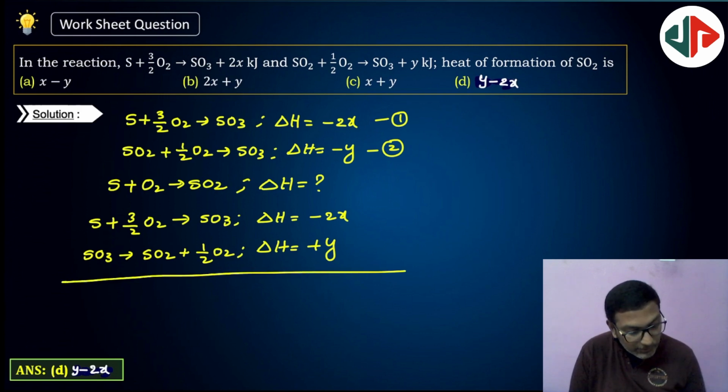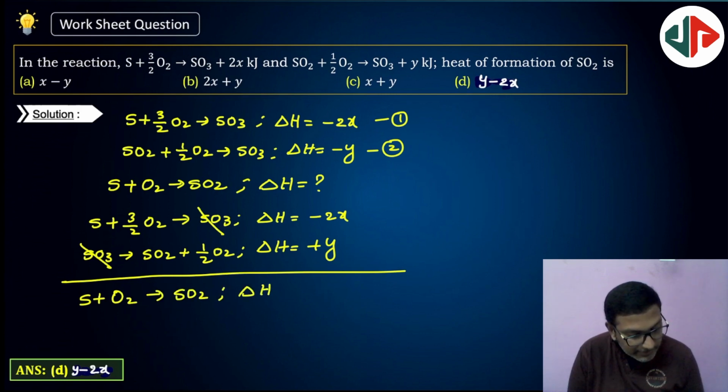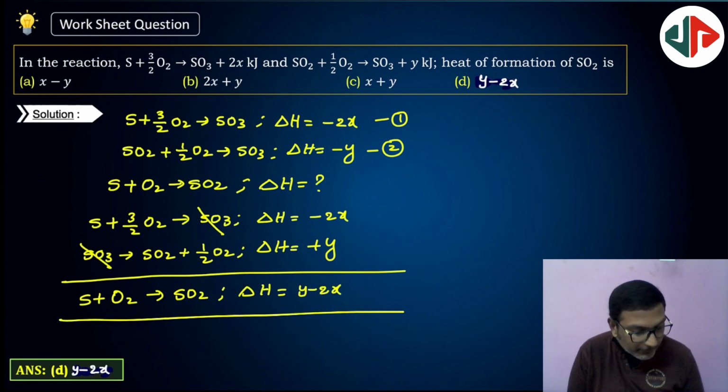Next add these two. SO3 gets cancelled. So S plus 3 by 2 O2 minus 1 by 2 O2, simply O2, gives SO2. For this delta H is y minus 2x. So for the formation of SO2, delta H is y minus 2x, which is option D.